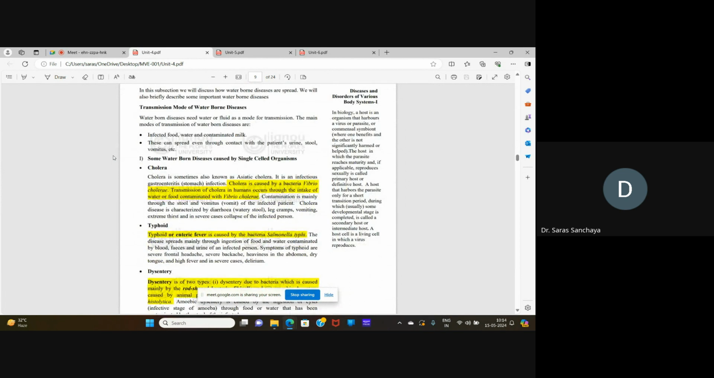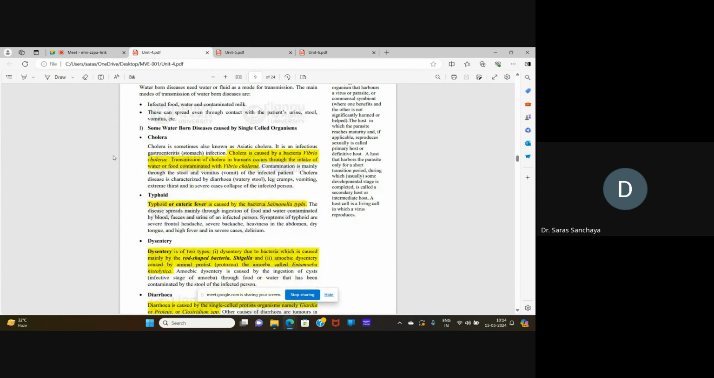First, we come to cholera. Cholera is caused by Vibrio cholerae, and transmission of cholera in humans occurs through the intake of water or food contaminated with the causative organism of cholera, that is Vibrio cholerae, and it will cause frequent vomiting and stool means diarrhea. Then typhoid. Typhoid or enteric fever is caused by bacteria Salmonella typhi, and it will also cause diarrhea and vomiting in the person.